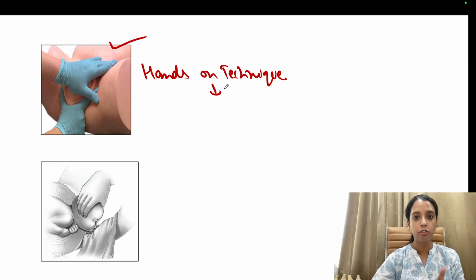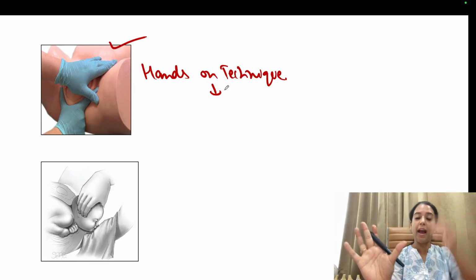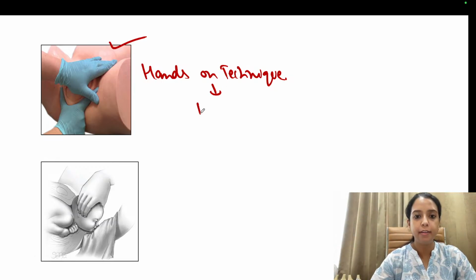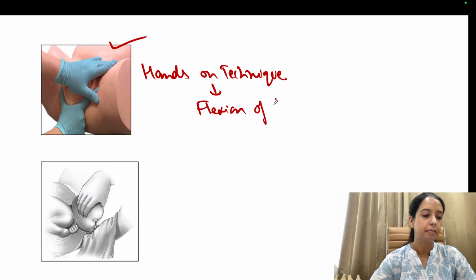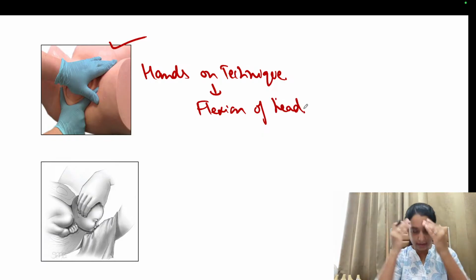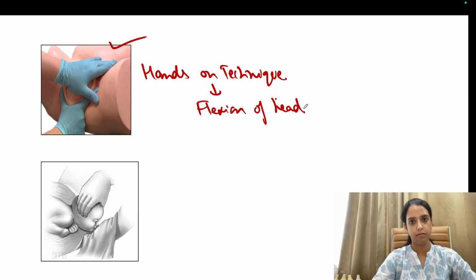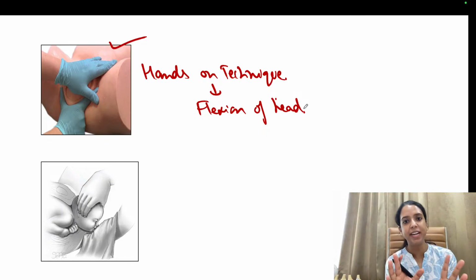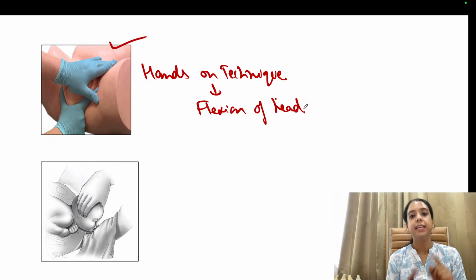Hands-on technique has been specially given by WHO to prevent perineal trauma. The purpose of hands-on technique is to cover the perineum and flex the head. Whenever you flex the head, remember, the smallest diameter enters. Flexion has the smallest diameter. So the purpose of hands-on technique is flexing the head.